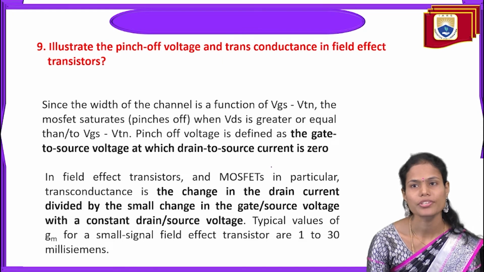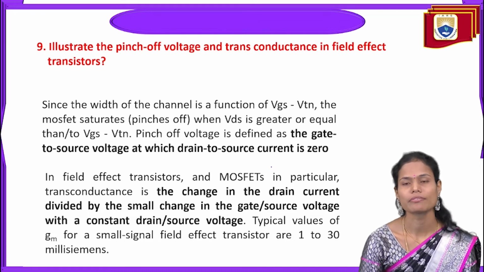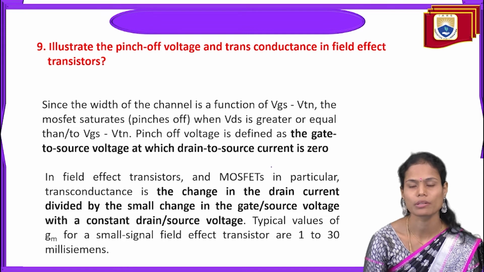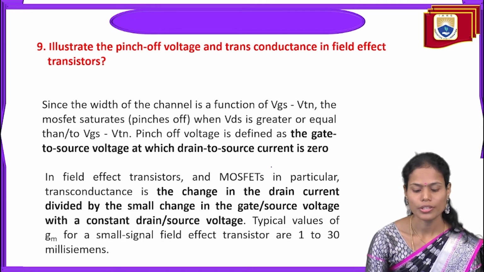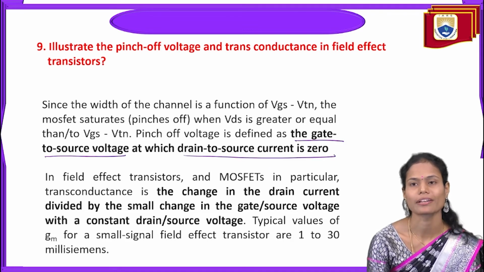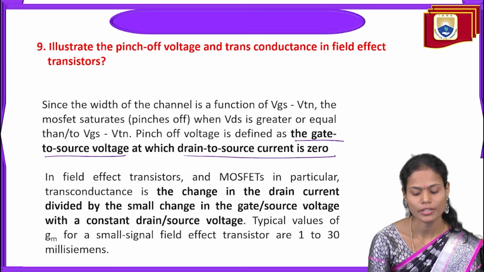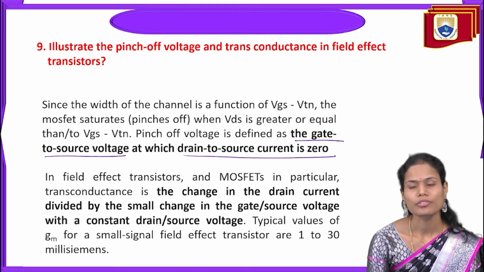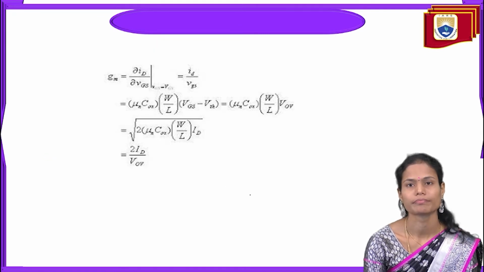And next, illustrate the pinch off voltage and transconductance in field effect transistor. So in the case of MOSFET, the width of the channel is a function of the gate to source voltage, how much we are providing, and as well as how much threshold voltage we are taking into consideration here. So this pinch off voltage is defined as the gate to source voltage at which the drain to source current is 0 here. And particularly in the case of MOSFET, the change in drain current divided by the small change in the gate to source voltage with a constant drain to source voltage indicates the transconductance of the MOSFET amplifier. So the value of the transconductance is 2ID by VO.